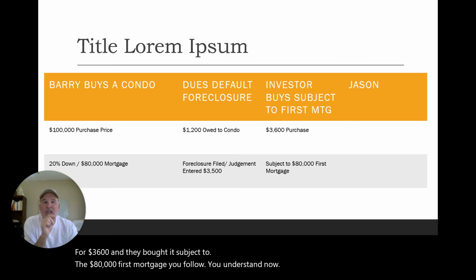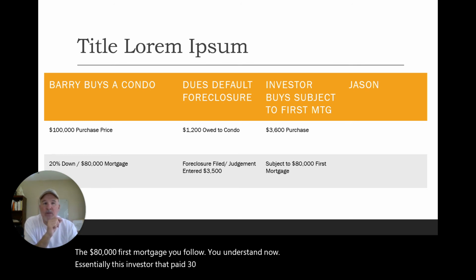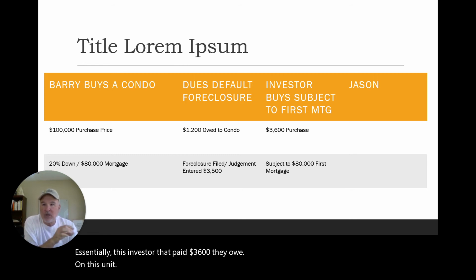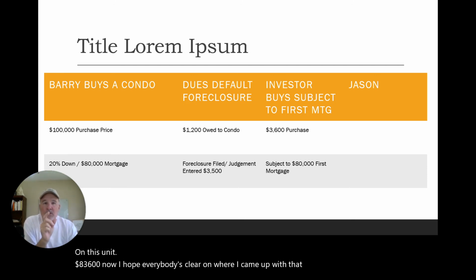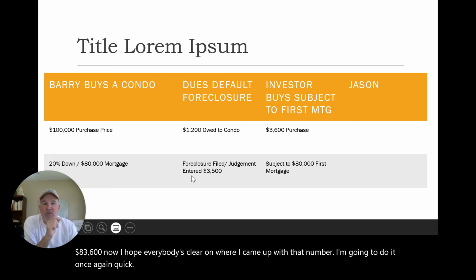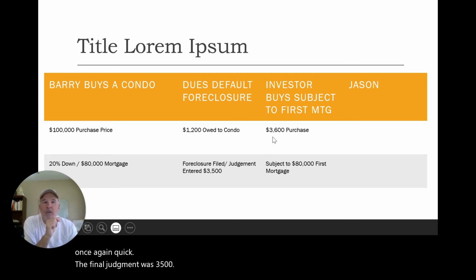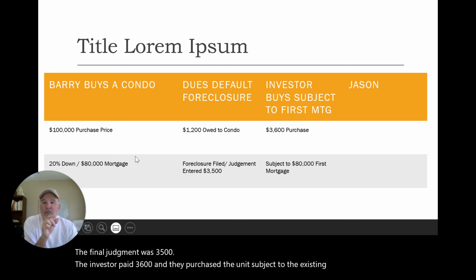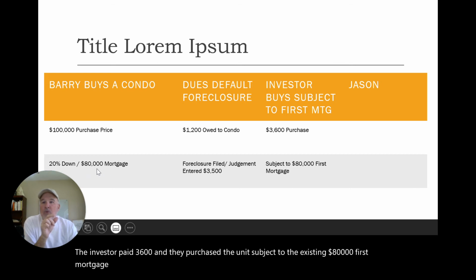So essentially, this investor that paid $3,600, they owe on this unit $83,600. Now, I hope everybody's clear on where I came up with that number. I'm going to do it once again quick. The final judgment was $3,500. The investor paid $3,600, and they purchased the unit subject to the existing $80,000 first mortgage that Barry used to buy the condo whenever he bought it. So now they owe $83,600 on this condo.